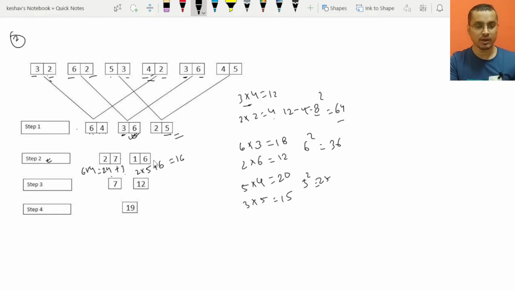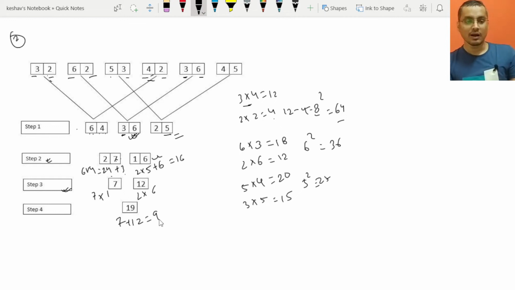So I hope you are able to understand the logic, okay. Now let's move to step 3, okay. How are we getting step 3? So 7 into 1 means second digit of box 1 and first digit of box 2, that is equal to 7. 2 into 6, 12, okay. Now how are we getting the 19? 7 plus 12, that is equal to 19, okay.